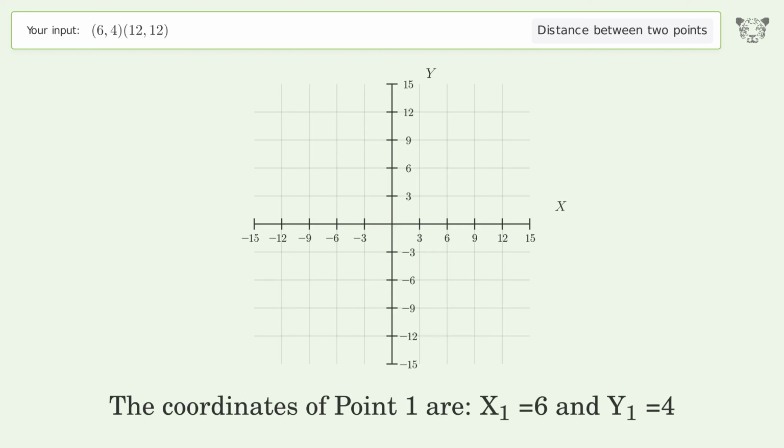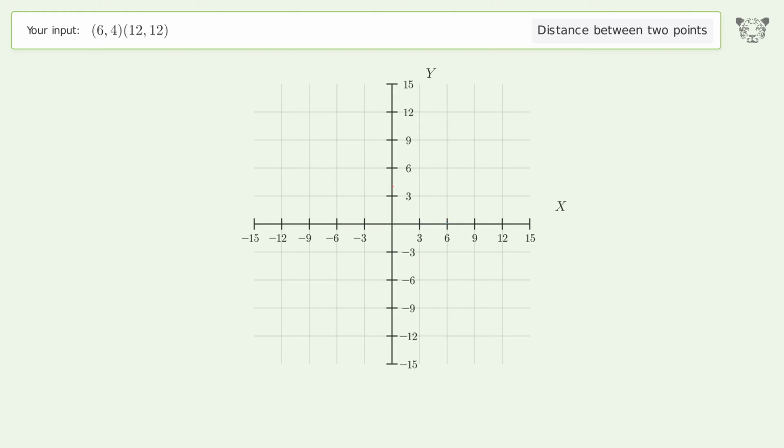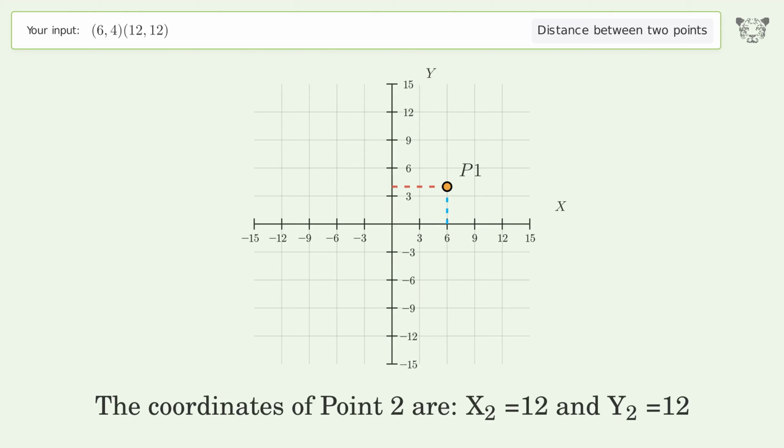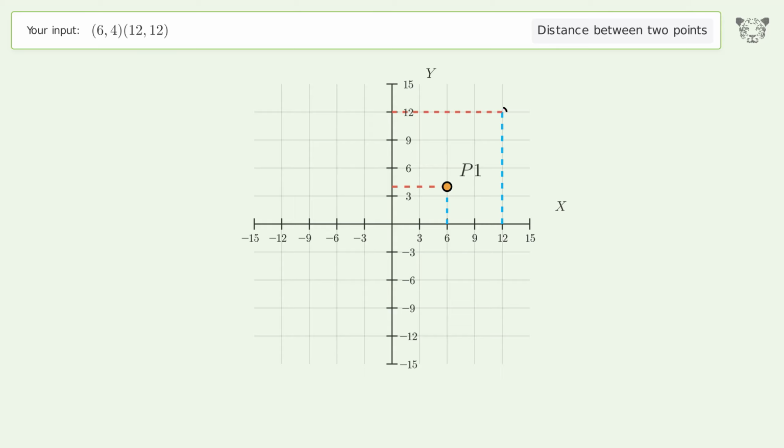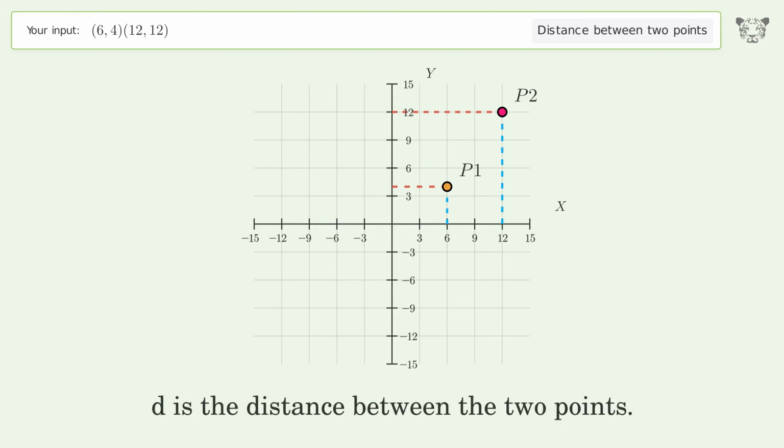The coordinates of point 1 are, x1 equals 6 and y1 equals 4. The coordinates of point 2 are, x2 equals 12 and y2 equals 12. D is the distance between the 2 points.